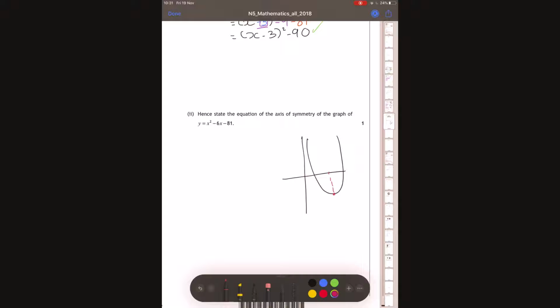So how do you find that? Well, we know that this bracket, x minus 3, oh, we don't need the bracket actually. x minus 3, if we set it equal to 0, then we get x is equal to 3. And that's how you find this, and that's our axis of symmetry there. Just to clarify, the axis of symmetry is the x coordinate of the turning point. So that's how you find that.